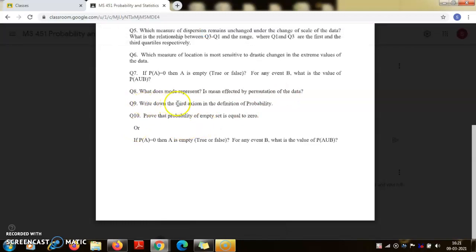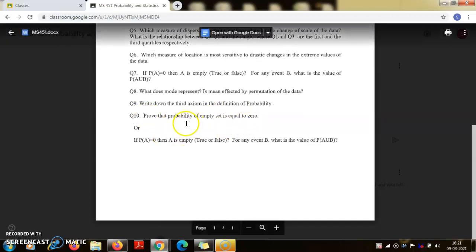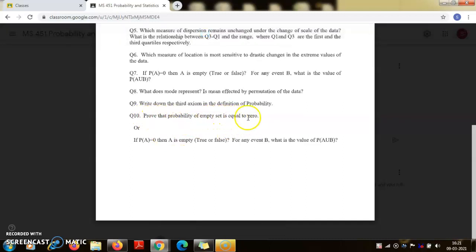And then write down the third axiom. So you know what the third axiom is? I have a sequence of events. That sequence of events is disjoint, that is, they don't have anything in common. Then the probability of the union is the sum of the probabilities. And the important point is that you are not taking finitely many events, but you are taking a sequence of events, meaning infinitely many events. Prove that probability of the empty set equals 0. That is a proof I have discussed. You have to use axiom 1 and 3.